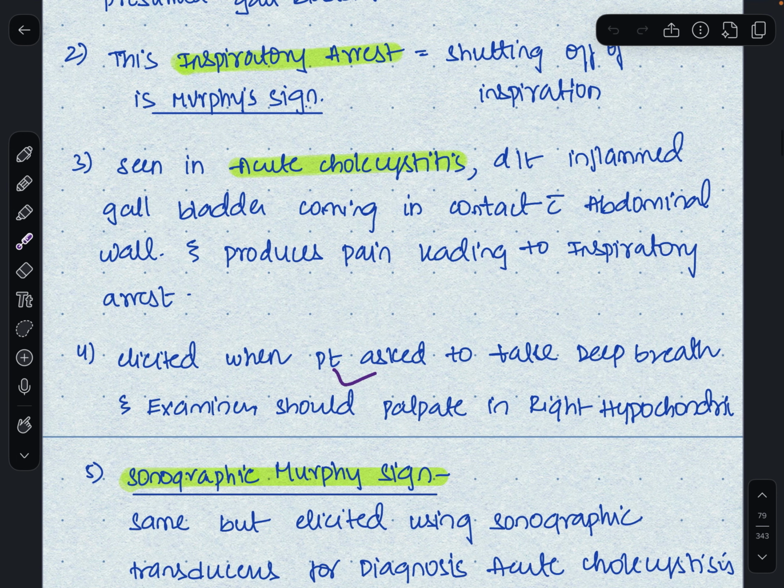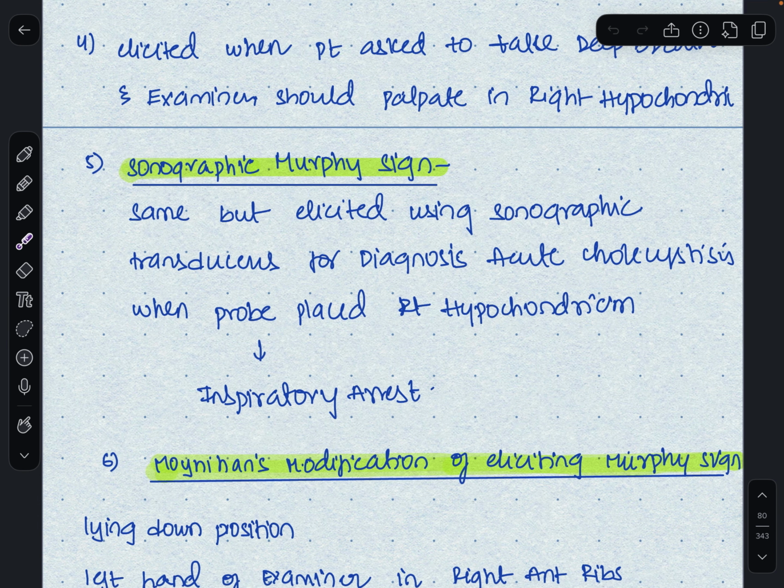So it is elicited when the patient is asked to take a deep breath and the examiner palpates in the right hypochondrium. And there is something called a sonographic Murphy's sign. It is the same Murphy's sign, but instead of palpating with the hand, you use the sonographic transducer. It is usually done in the diagnosis of acute cholecystitis.